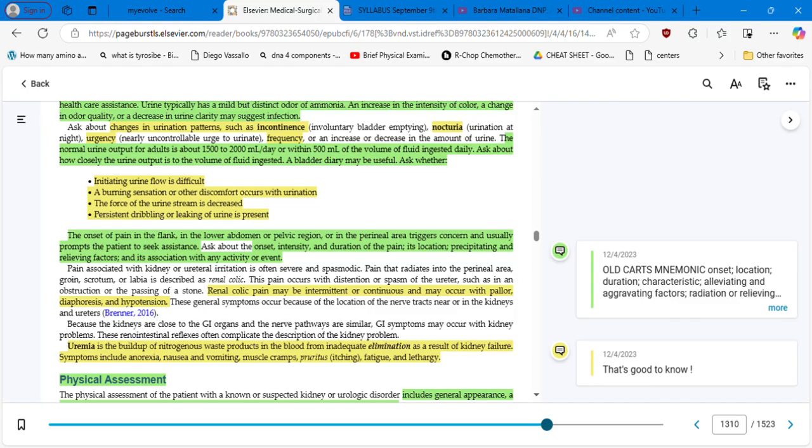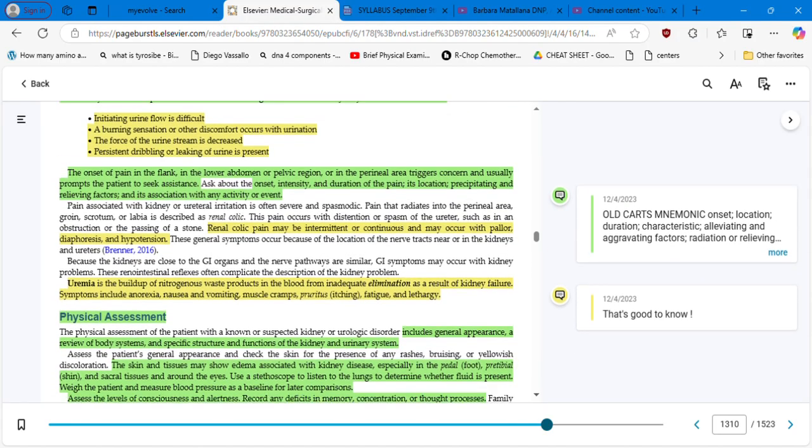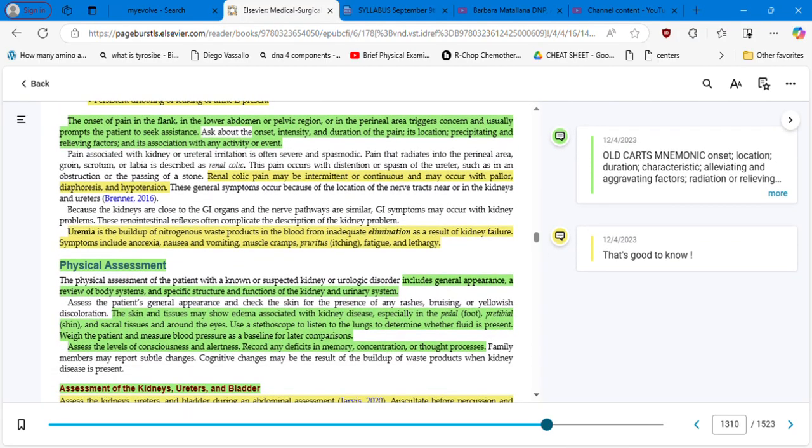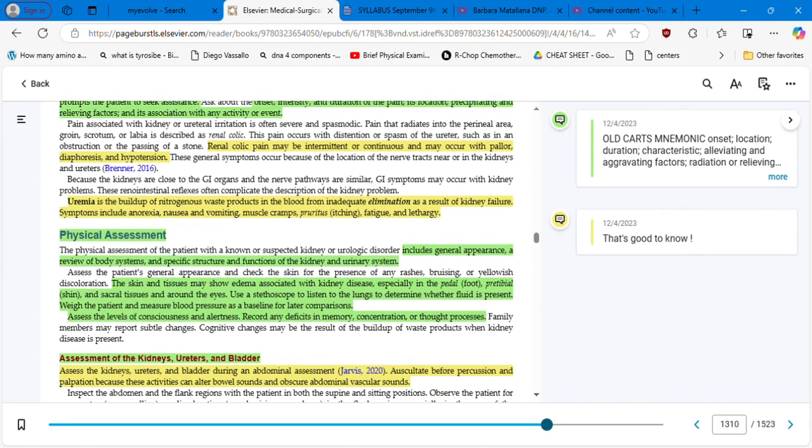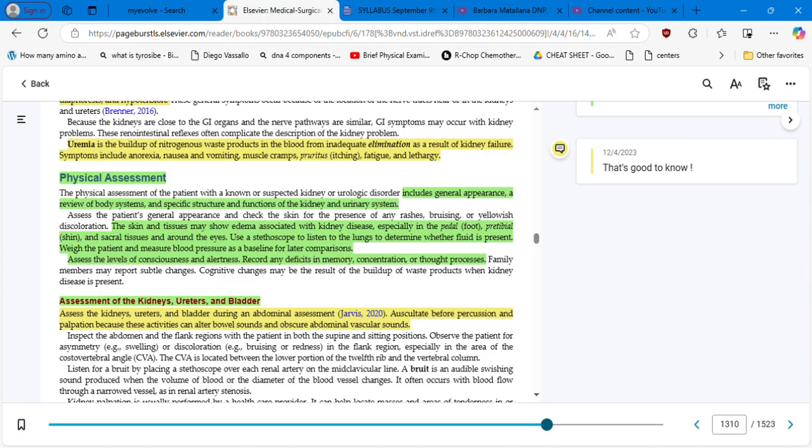right? Persistent dribbling or leaking of urine, if present, also will give you some hints about the prostate, right? Renal colic pain may be intermittent or continuous and may occur with pallor, diaphoresis, and hypotension. Another concept that I want you to remember, renal colic, okay? Uremia is a buildup of nitrogenous waste products in the blood from inadequate elimination as a result of kidney failure. Symptoms include anorexia, nausea, and vomiting, muscle cramps, pruritus, itching, fatigue, and lethargy.